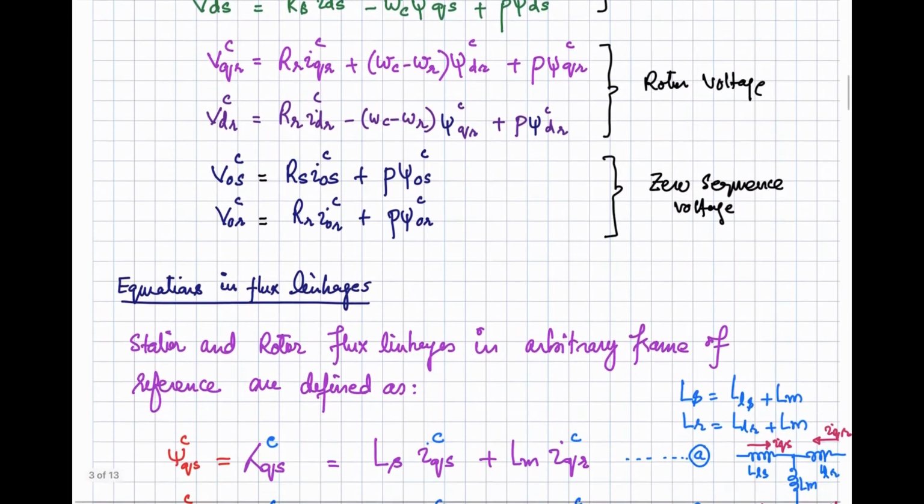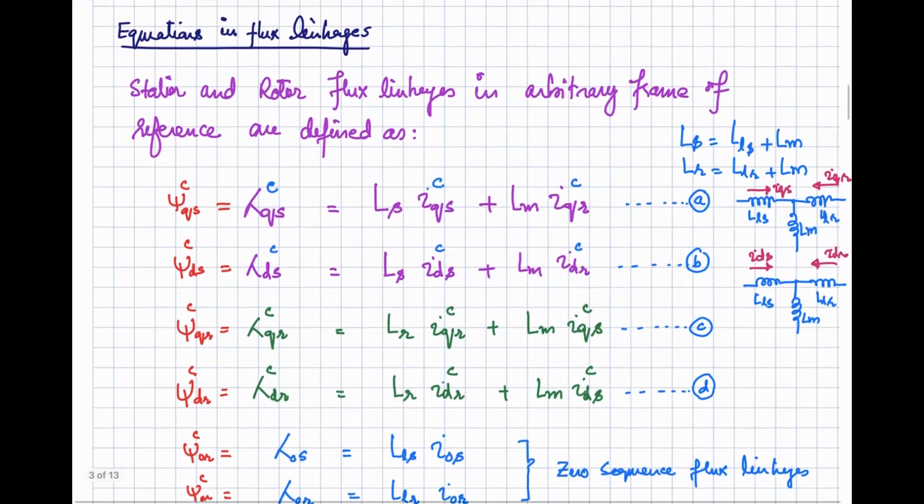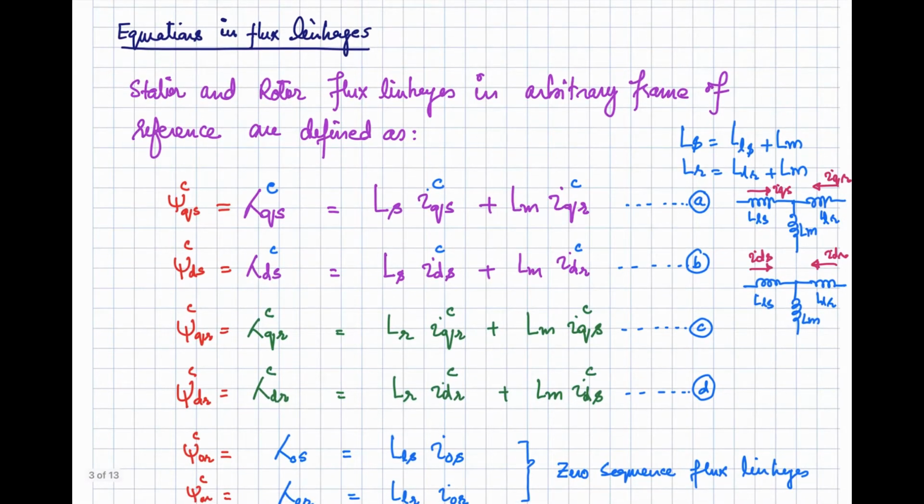Okay, now we have already defined in the previous videos that the flux linkage of the q-axis stator will be equal to Ls into Iqs plus Lm into Iqr, right? So similarly, phi ds is equal to Ls into Ids. You just consider this one.